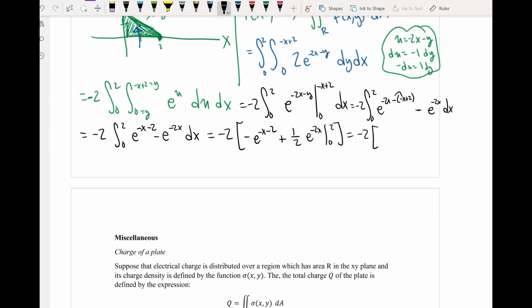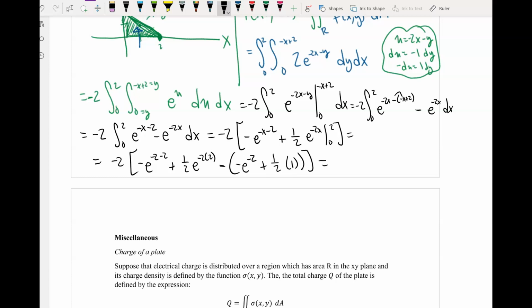So you're going to get negative 2. Plug in the, this is going to be terrible. So negative 2 goes outside. I'm going to have negative e to the negative 2 minus 2 plus 1/2 e to the negative 2 times 2 minus, we're going to plug in the 0, negative e to the 0, so 0 minus 2 gives me negative 2, plus 1/2 e to the 0, which is basically 1.